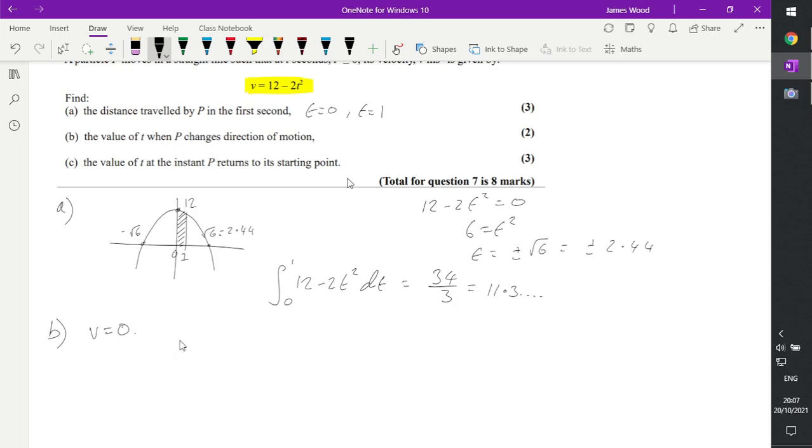So we've already got an expression for v. So 0 is 12 minus 2t squared. And in fact, we solved this earlier. t is going to be root 6, or that is 2.44 seconds.